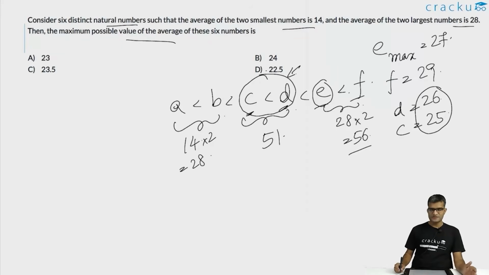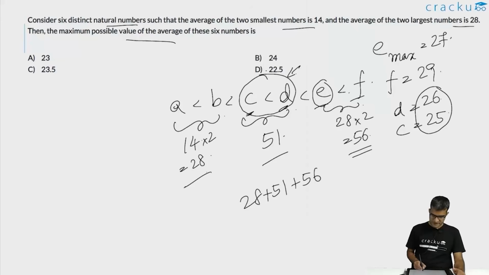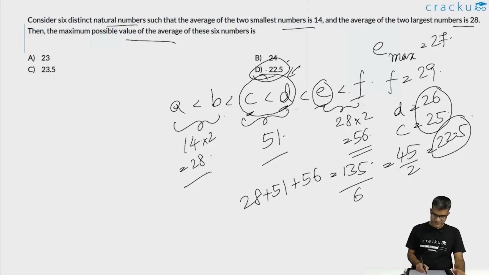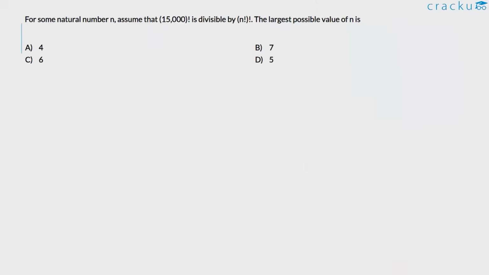Therefore, the maximum possible sum of the 6 numbers is 28 plus 51 plus 56, which is equal to 135, and their average is 135 divided by 6, which is equal to 45 divided by 2, which is equal to 22.5. So, the value is option D. That will be the correct answer.